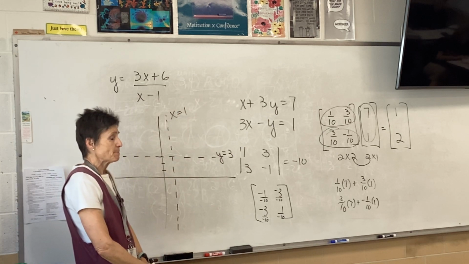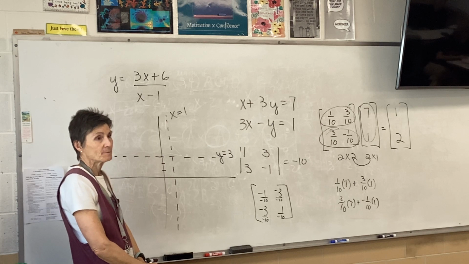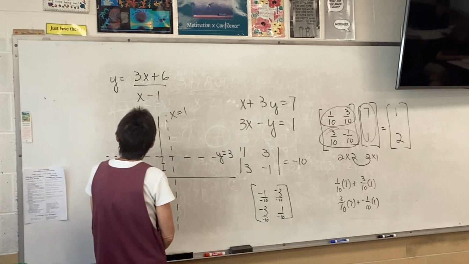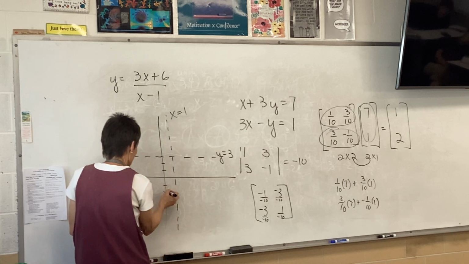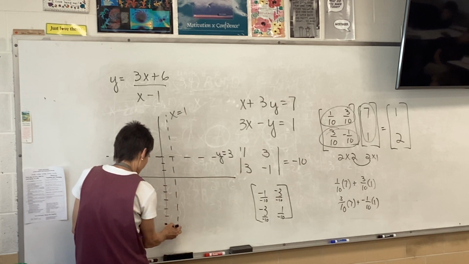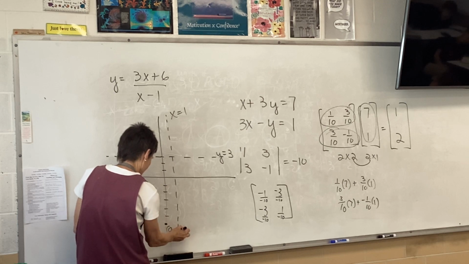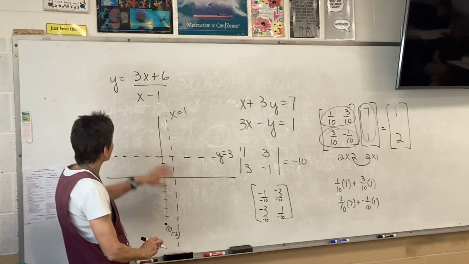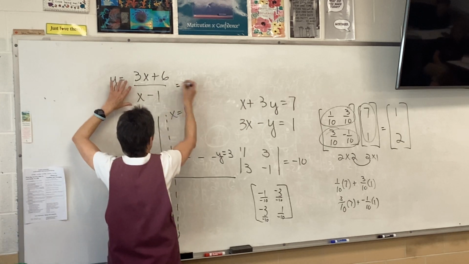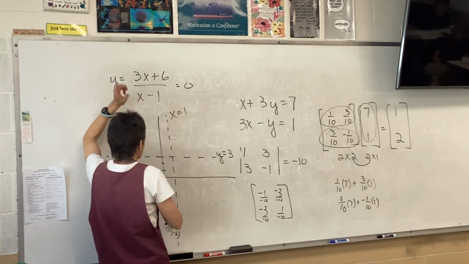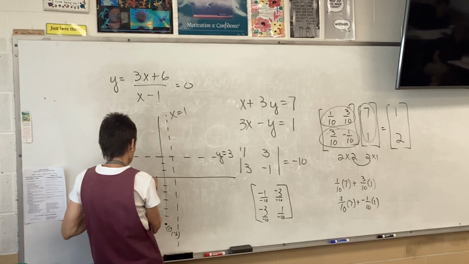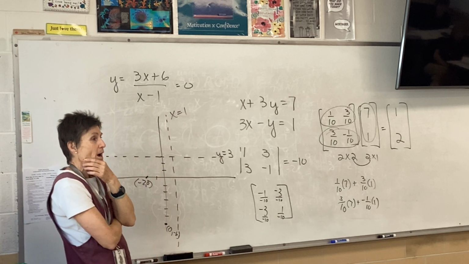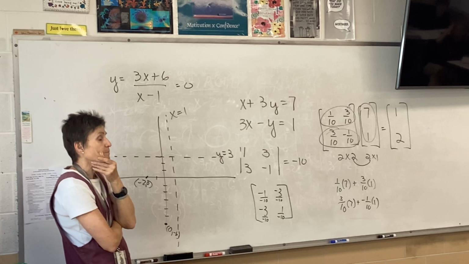I need my intercepts. How do I find a y-intercept? I let x be 0. And if I let x be 0, I think I get -6. And in order to get the x-intercept, I need this thing to equal 0, which means x would have to be -2. Isn't that the only way that fraction will equal 0?